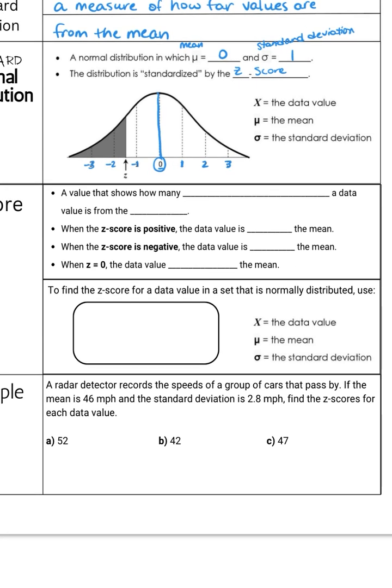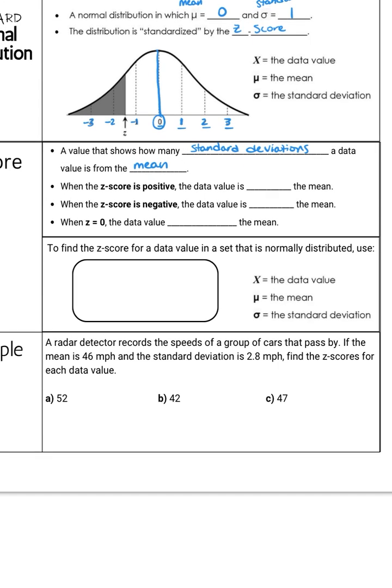So the z-score really just shows us how many standard deviations a data value is from the mean. So the z-score is the 1, 2, or 3. The standard deviation is kind of what we're counting by. So we'll get to some specific examples in just a second.